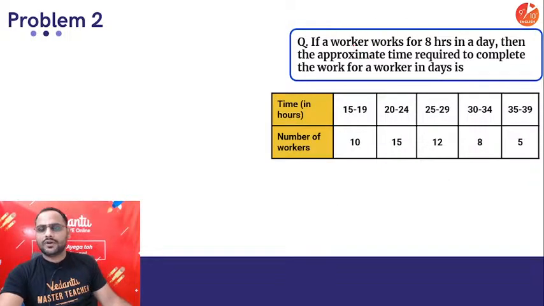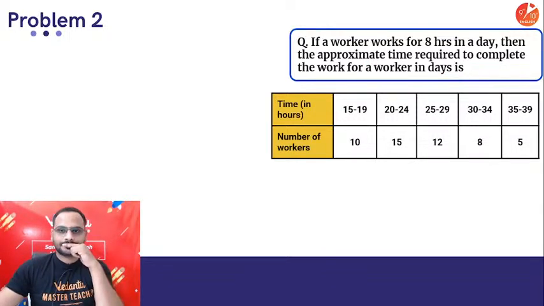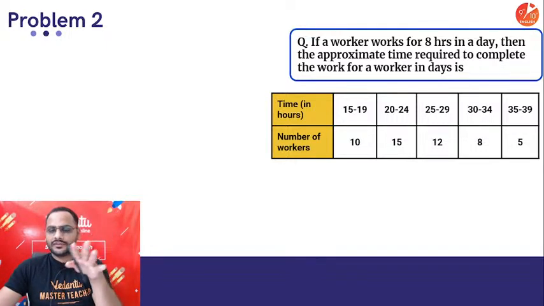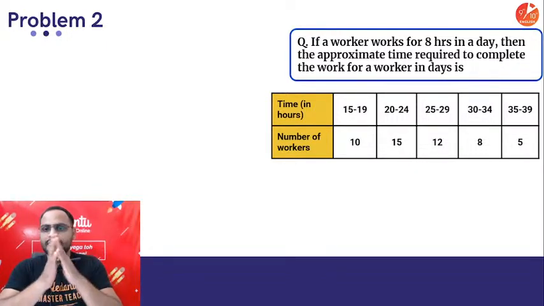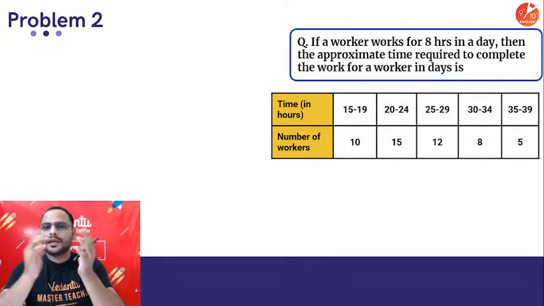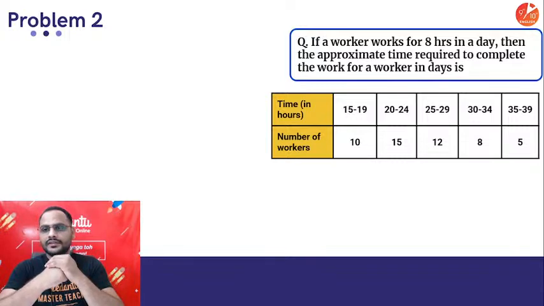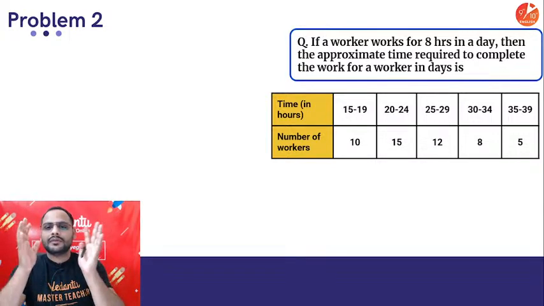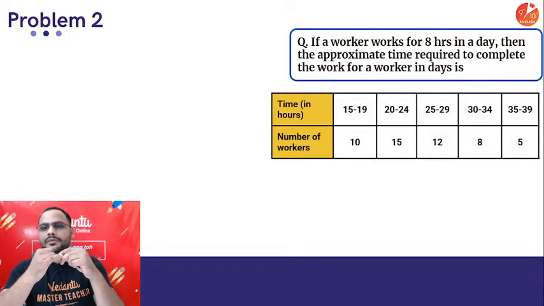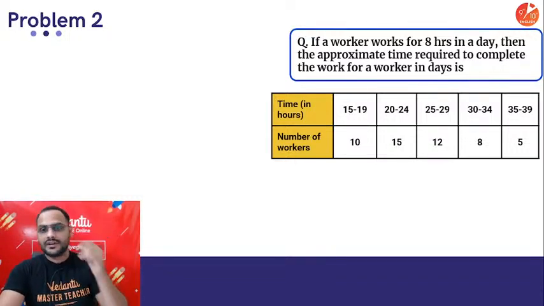Now they will be asking: if a worker works for 8 hours in a day, then the approximate time required to complete the work for a worker in days is. Now guys, what they are saying, see, this data is given to us. Suppose a worker is working for 8 hours a day. So what is the approximate time which will be required to complete the work for a worker, in number of days, how many days it will take.